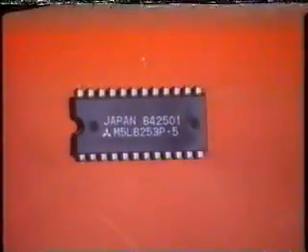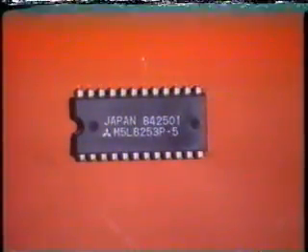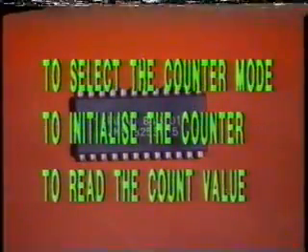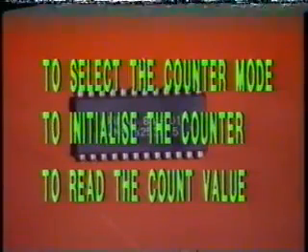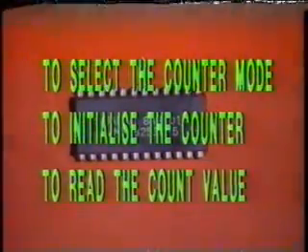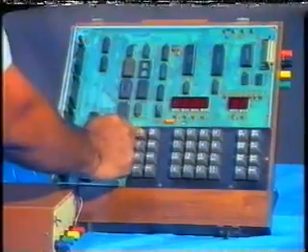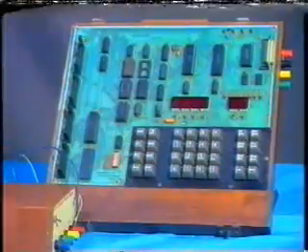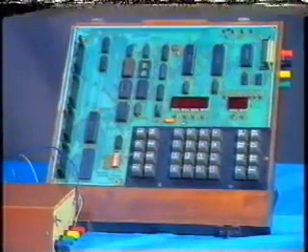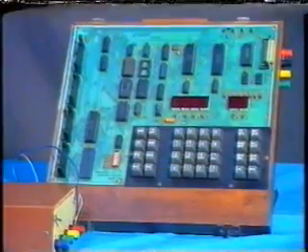8253 is a fully programmable device. It is programmed to select the counter mode, to initialize the counter and to read the count value. The first step in programming the device is to load the control word into the control word register. It is followed by loading a 16-bit count value into the selected counter.